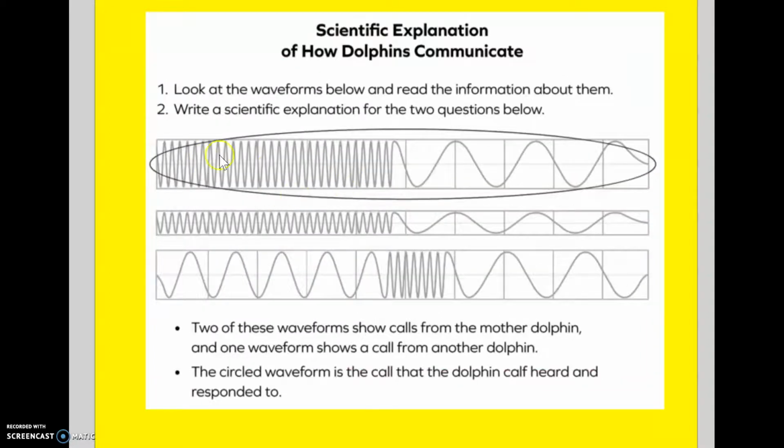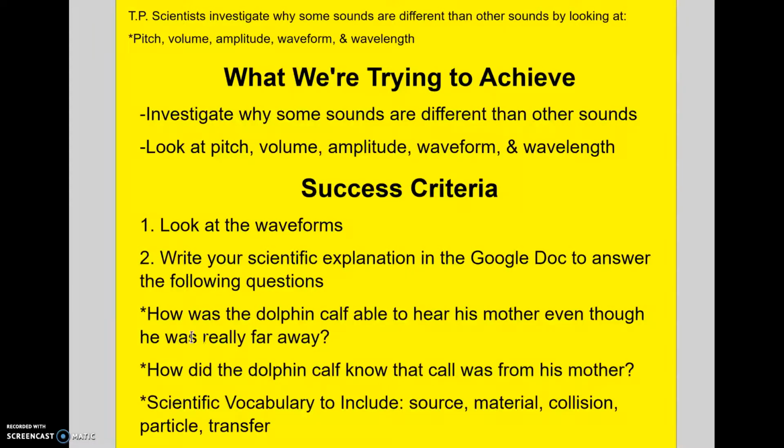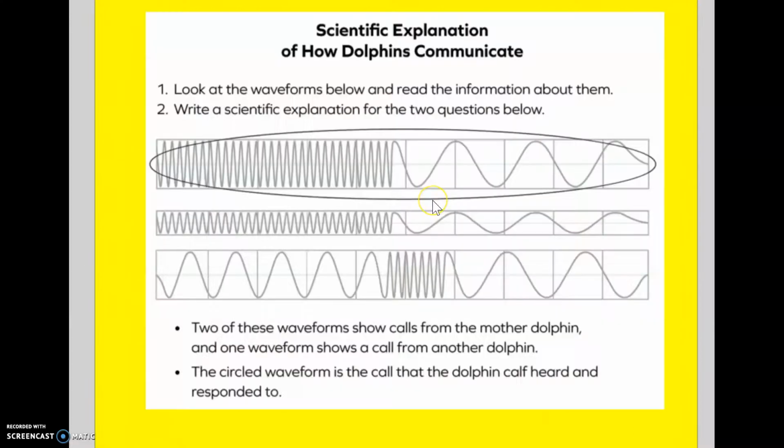So here are the 3 calls: 1, 2, 3. The calf, the baby dolphin, only responded to this one. I wonder why the calf didn't respond to this one or this one. And we also need to figure out how he was able to hear his mother even though she was really far away. So there are some clues in the amplitude and in the wavelengths of these 3 waves that will help you figure out the answers to those questions.